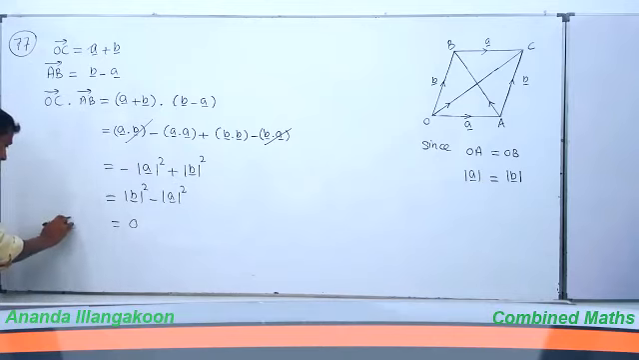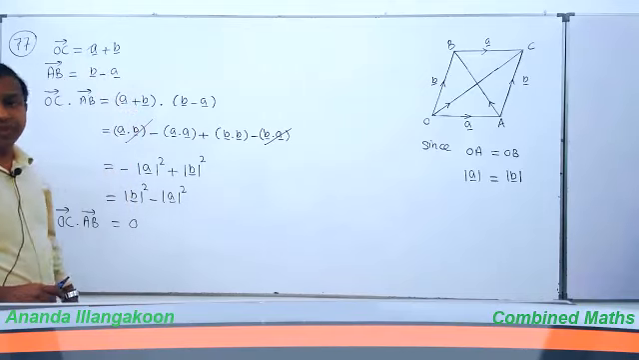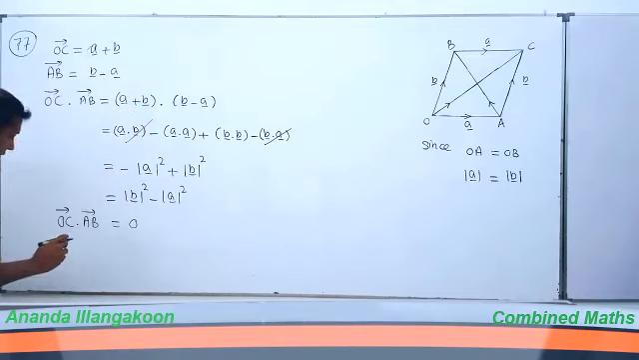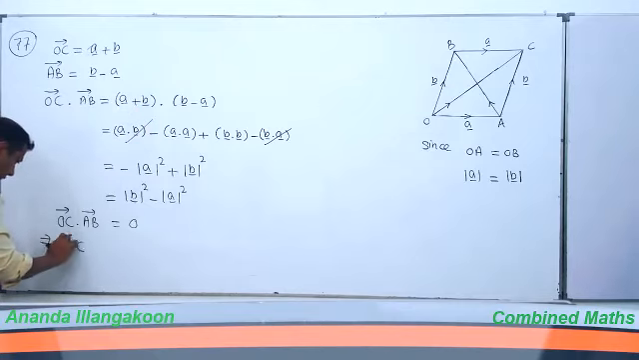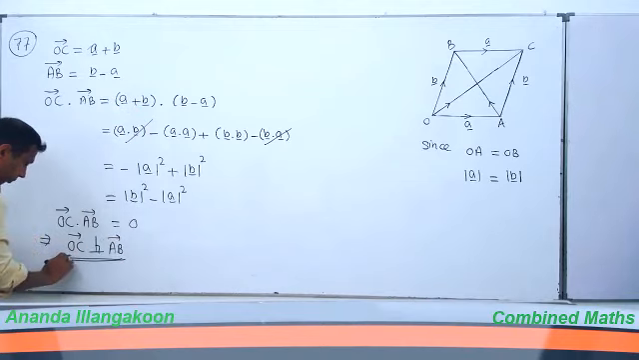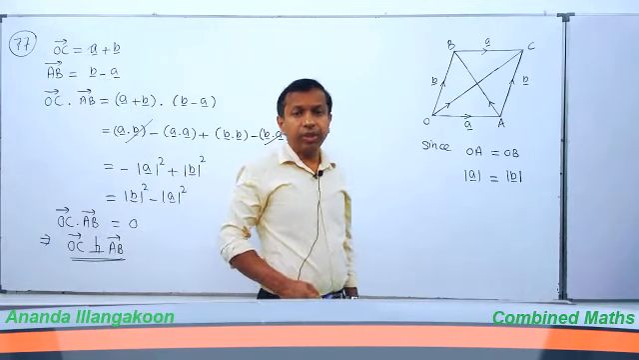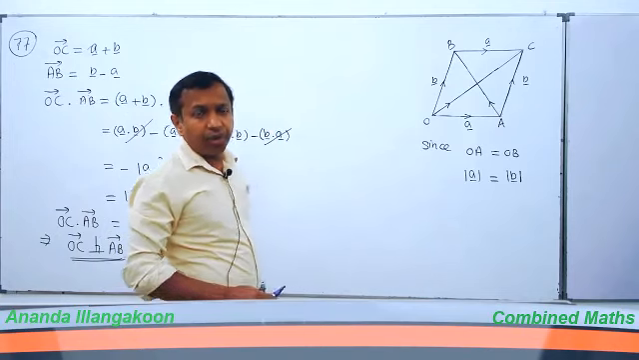Then this is OC dot AB. The dot product of the vectors OC and AB is 0. Then this says to us, people, that the OC vector and this AB vector are perpendicular. This implies the OC vector is perpendicular to this AB vector. That means the OC line and AB line are perpendicular. That means the diagonals of the rhombus are perpendicular.